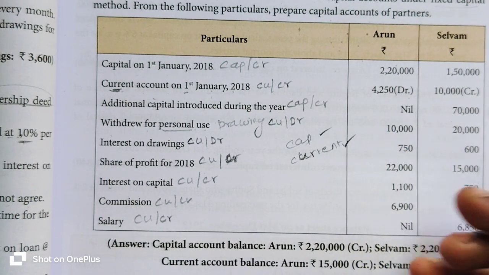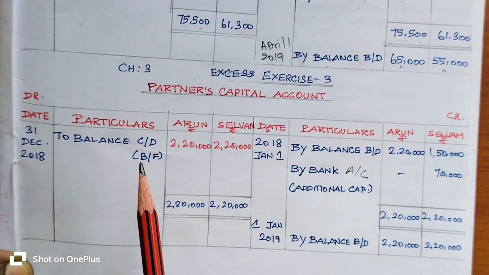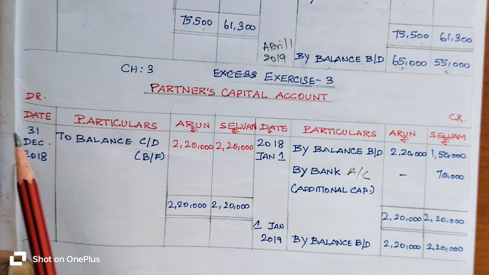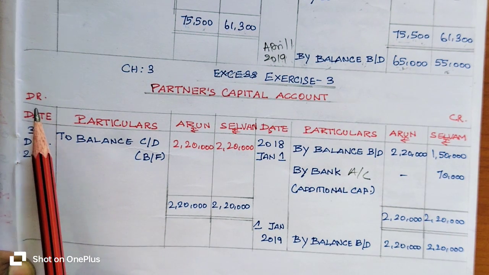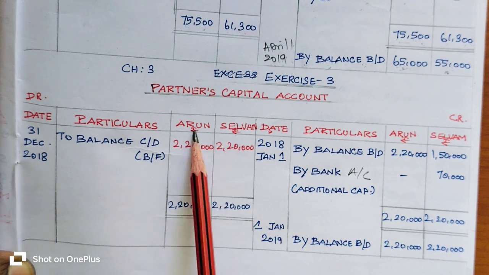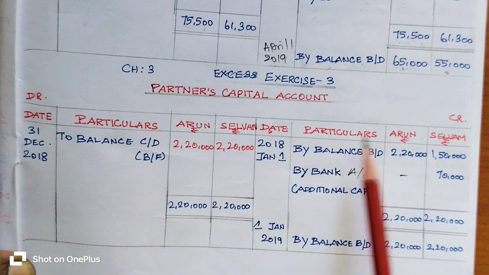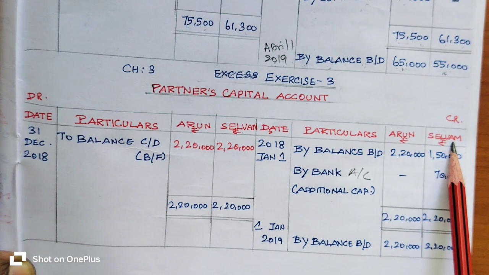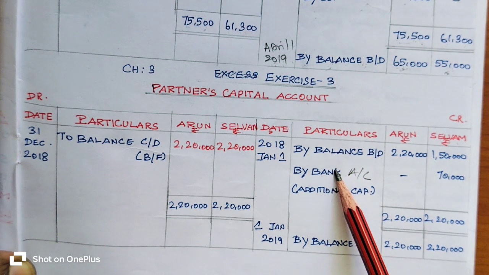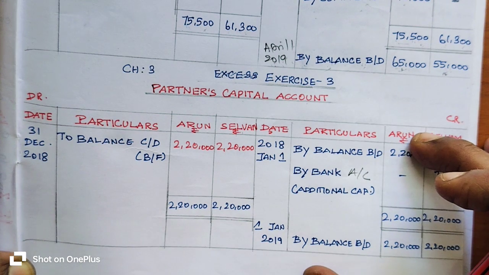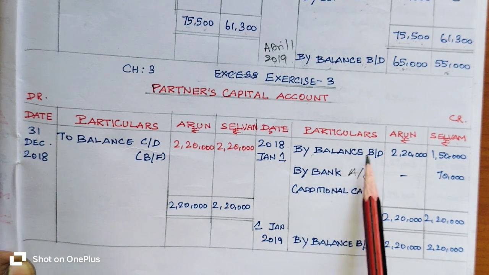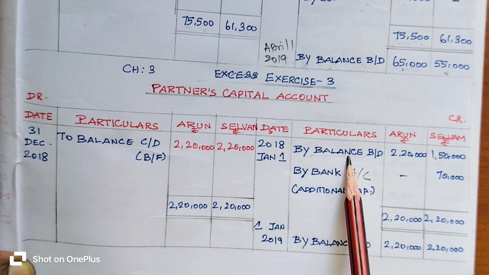So according to this format, we are going to prepare fixed capital accounts, which means partners capital account and partners current account. So for partners fixed capital accounts, first go to partners capital accounts. The format you know very well, it is similar to a ledger account. On the left hand side debit, date, particulars, name of the partners we have to enter. On right hand side credit, date, particulars, respective partners name we have to enter here. Introduction of the capital and additional capital will appear on credit side. As per the format, we write 2018 January 1 by balance brought down, means opening balance of the partners capital amount.